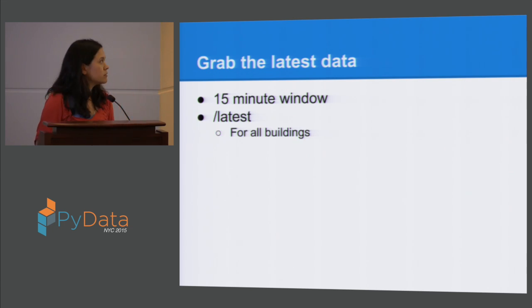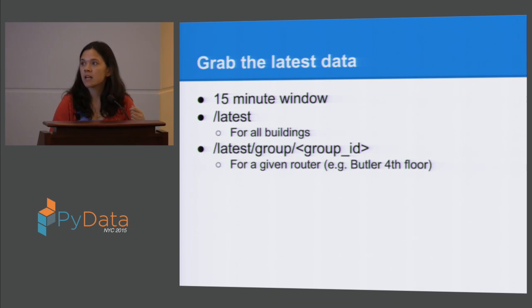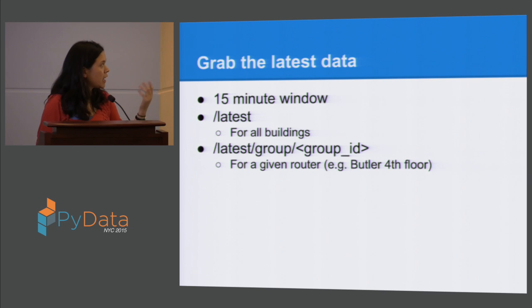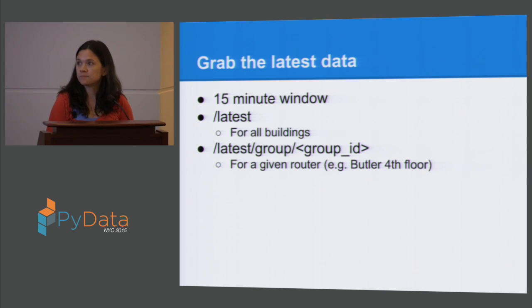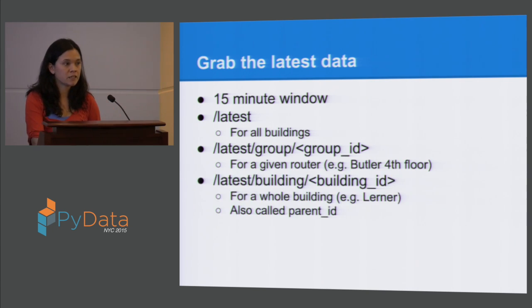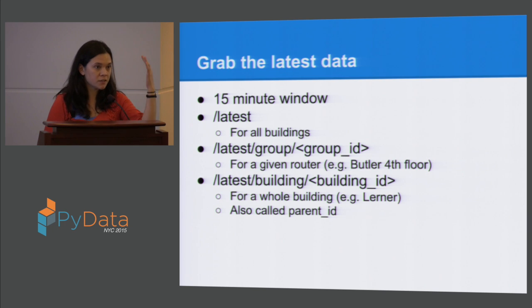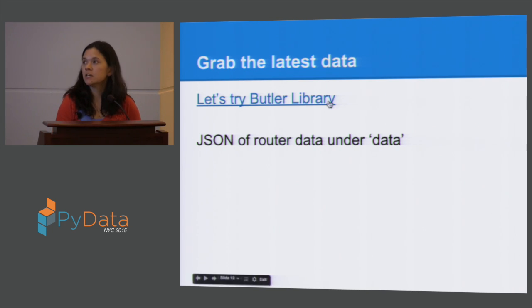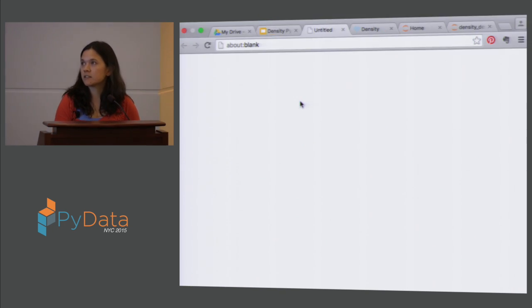So if you get the latest route, you can get the latest information for all buildings. If you want to get a particular router, we have a group route that allows you to find out how many people, for example, are on the Butler Library 4th floor. We also can aggregate this data up to the building level, so you can look across multiple floors and look at each floor for the latest timestamp. So for example, if you looked at Butler Library, we can just click on this here, and the JSON with the latest data will come up.